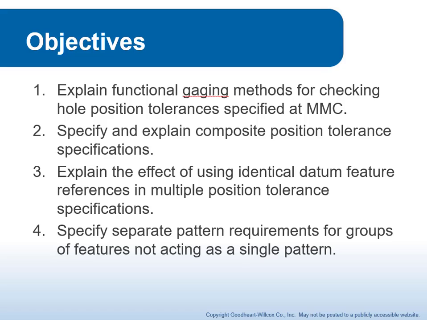Your objectives for this chapter are: Number 1, explain functional gauging methods for checking hole position tolerances specified at MMC. That's the subject of your project. Number 2, specify and explain composite position tolerance specifications. Objective 3 is explain the effect of using identical datum feature references in multiple position tolerance specifications. Number 4, specify separate pattern requirements for groups of features not acting as a single pattern.